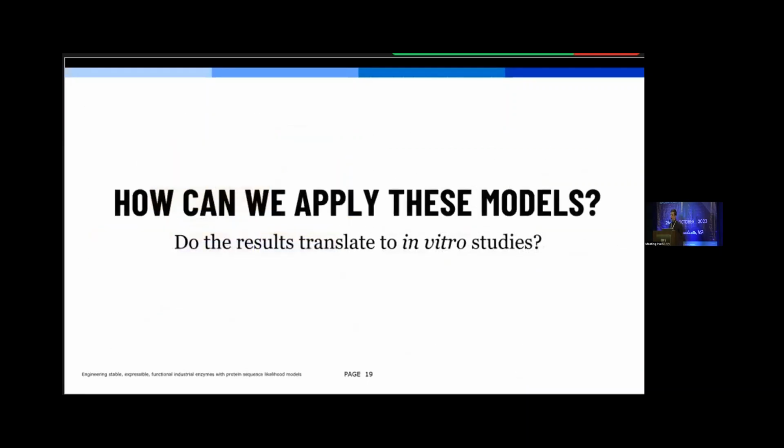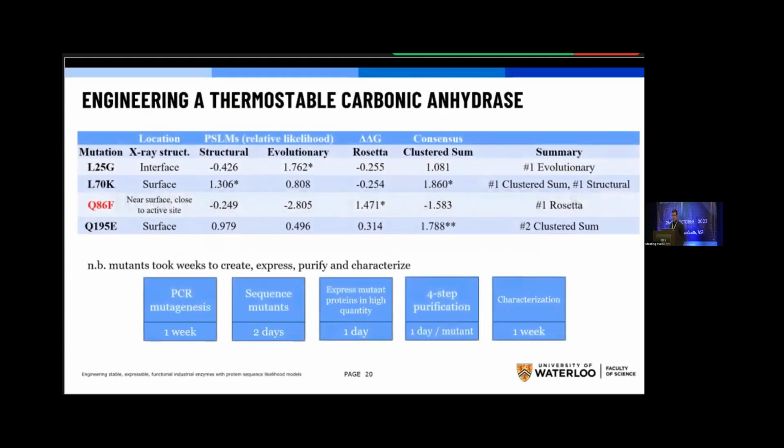Okay, let's talk about how to actually apply these methods to improve carbonic anhydrase and achieve stable proteins in vitro that could be used for carbon capture. So we chose 4 mutations to assess based on the best predictions from various models. So for example, L25G is the best combination from evolutionary models. These are the ones that are focused on fitness, while the structure-based models are focused more on residue interactions.